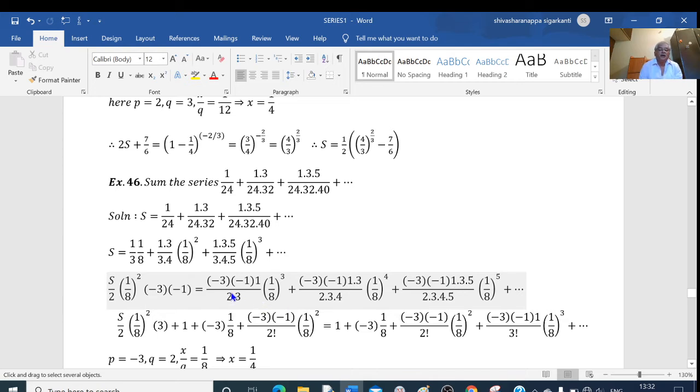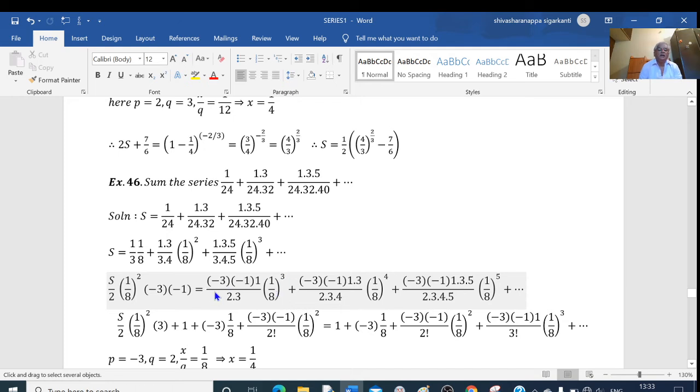Only thing, the first term is not there. That is 1 is not there. Plus, here, this is P, minus 3 is P. And what is Q? Q is the difference here. Difference is 2. So, that is P equal to minus 3, Q equal to 2, and X by Q equal to 1 by 8. Okay. So, the first term is not there. I have to add 1 here. That first term is 1 plus. P into X by Q is not there. P means minus 3 into 1 by 8 is not there.